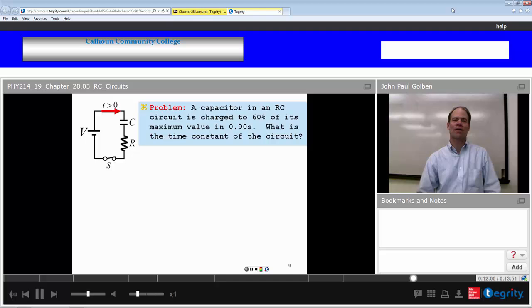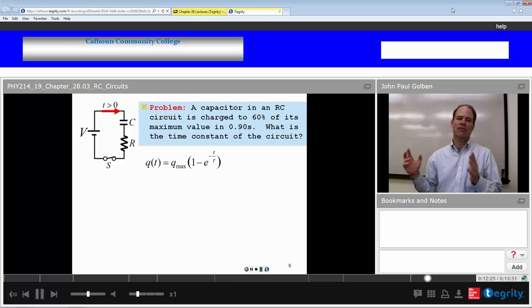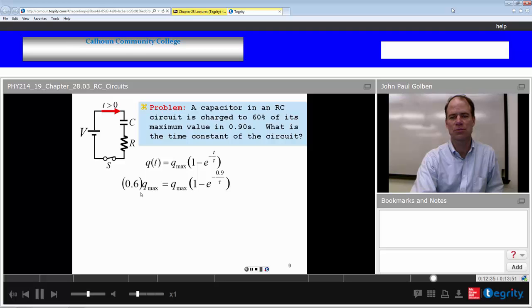Let's try a different problem. A capacitor in an RC circuit is charged to 60% of its maximum value in 0.9 seconds. What is the time constant of this circuit? Well, we know our charge is an exponential type equation. Our charge for all time is our maximum charge, 1 minus e to the negative t over tau. So if after 0.9 seconds we've reached 60% of our maximum value, I can substitute that in for my charge at t equal to 0.9 seconds.